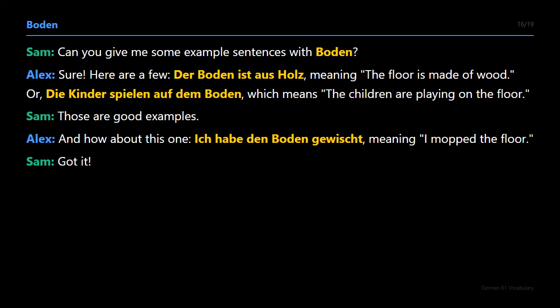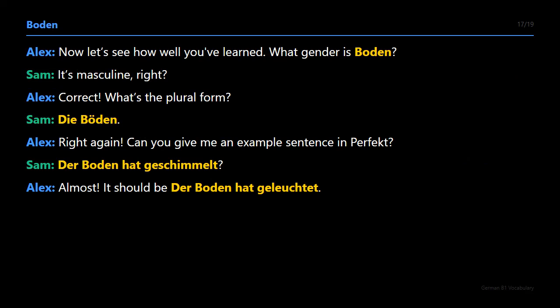Got it. Now let's see how well you've learned. What gender is Boden? It's masculine, right? Correct. What's the plural form? Die Böden. Right again. Can you give me an example sentence in perfect? Der Boden hat geschimmelt. Almost. It should be, Der Boden hat geleuchtet.